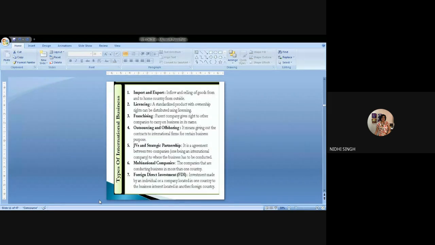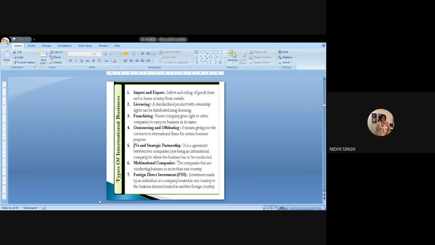In turnkey project also, we give the project to the other company to continue the overall project to some foreign country client. In turnkey project, we give the whole project to that company. Now, joint venture and strategic partnership, it is an agreement between two companies. Joint venture, as the term suggests, is where the business has to be conducted between two companies. One is international and the other is domestic. There is joint venture or strategic partnership.